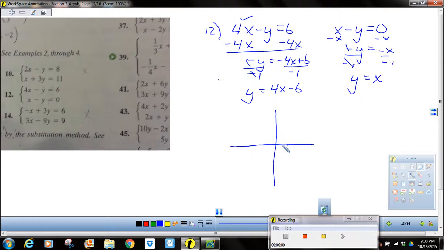On the first one, the y-intercept is -6. 1, 2, 3, 4, 5, 6. When you're doing this, it's important to try to keep the spacing the same between your scale marks. -6 is right here. The slope is 4, so when I move over 1, it should go up 4. 1, 2, 3, 4. I'm going to put another one and go up another 4, and now I'll draw my line.